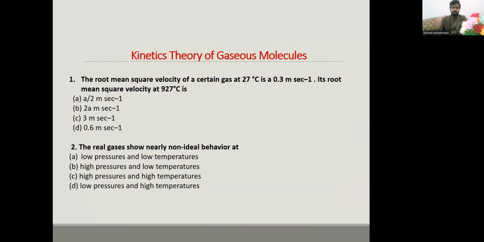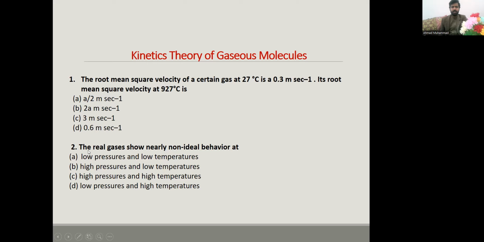We should start. The first question is that the root mean square velocity of a certain gas at 827 degrees is 0.3 meter per second. Its root mean square velocity at 927 degrees is: first option is a by 2 meter per second, second is 2a meter per second, third is 3 meter per second, and D is 0.6 meter per second. So the right option is option D, 0.6 meter per second.